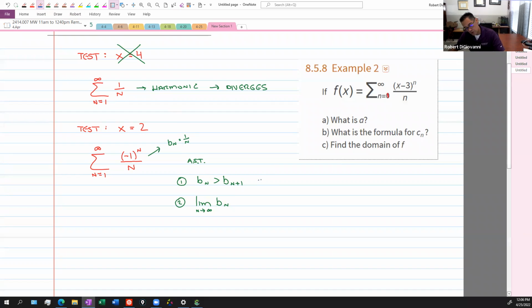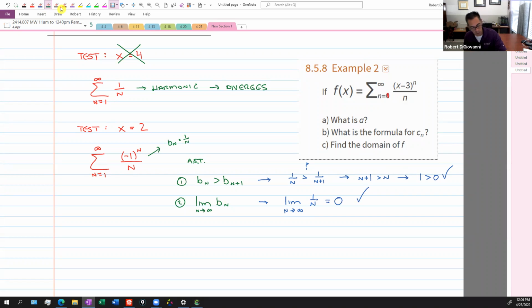So let's show this is true. Is 1 over n bigger than 1 over n plus 1? This is a question, right? Clear the fractions. That's obvious, I think. n plus 1 is bigger than n. But if you subtract n on both sides, you get 1 is bigger than 0, which is true. So it's a decreasing sequence. And then the last thing I have to do is take the limit as n goes to infinity of 1 over n, and that goes to 0, which is what we had to show.